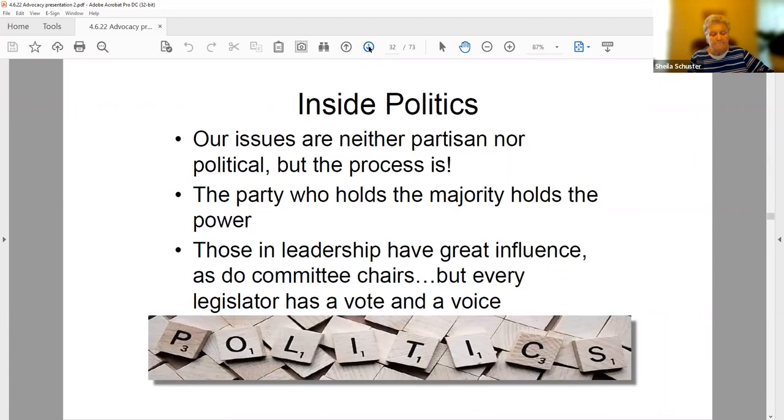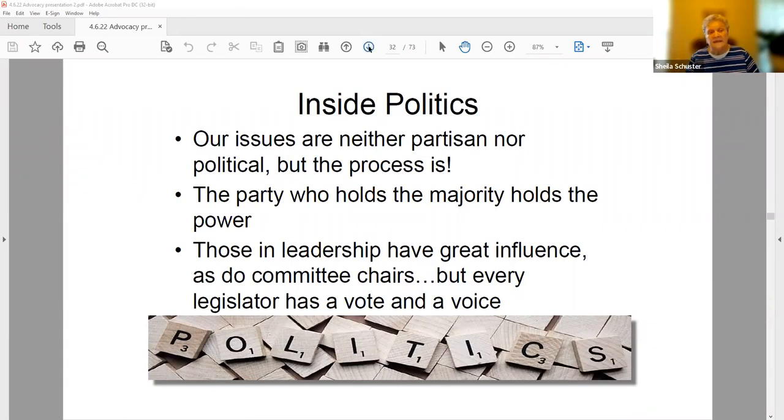Next, please. I think it's really important in this time of hyper-partisanship to remember that actually our issues are not partisan and really not political, but you have to understand the partisanship and the politics of it, because the process to get your policy put into statute or put into regulation is. So the party who holds the majority holds the power, and they are in leadership and they have great influence, as do the committee chairs.